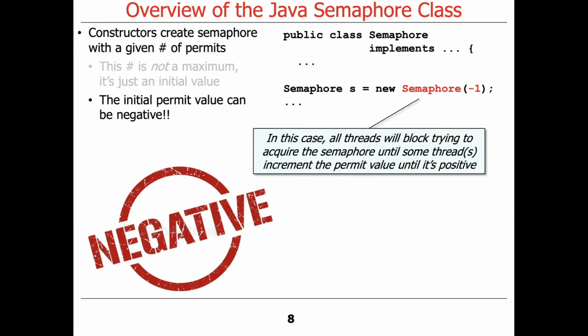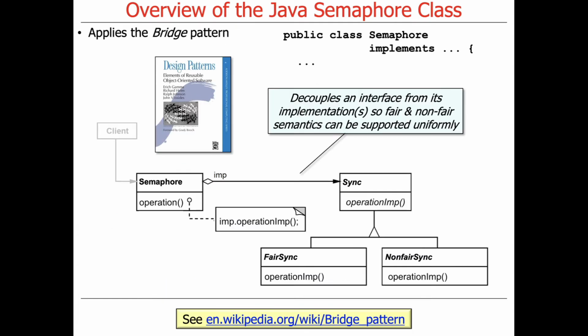And in fact, this is even weirder. The initial value to a semaphore can actually be negative. And that means that any threads that try to acquire the semaphore are going to have to block and wait until some other thread or threads increments the permit value to be positive. You can't make any progress as long as it's negative.